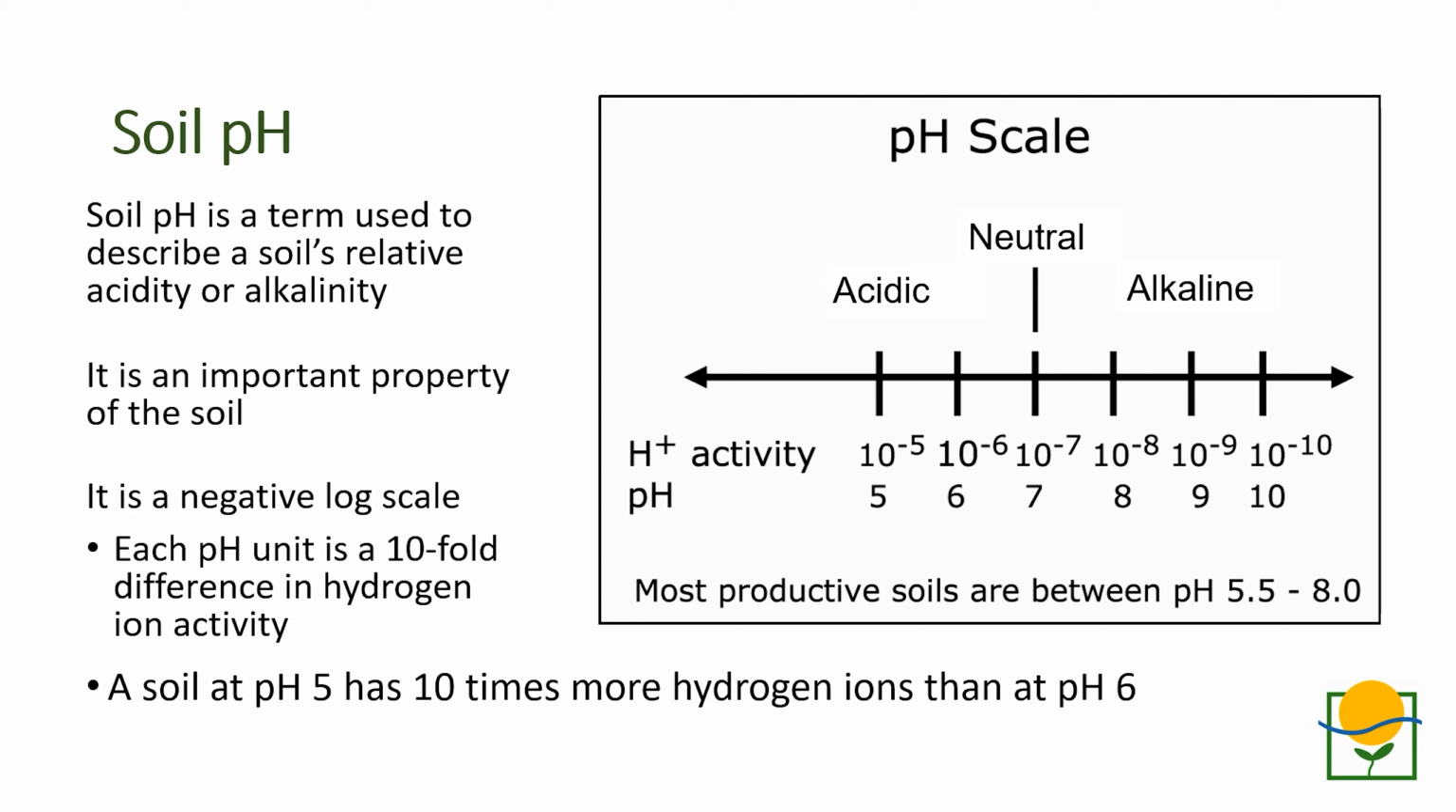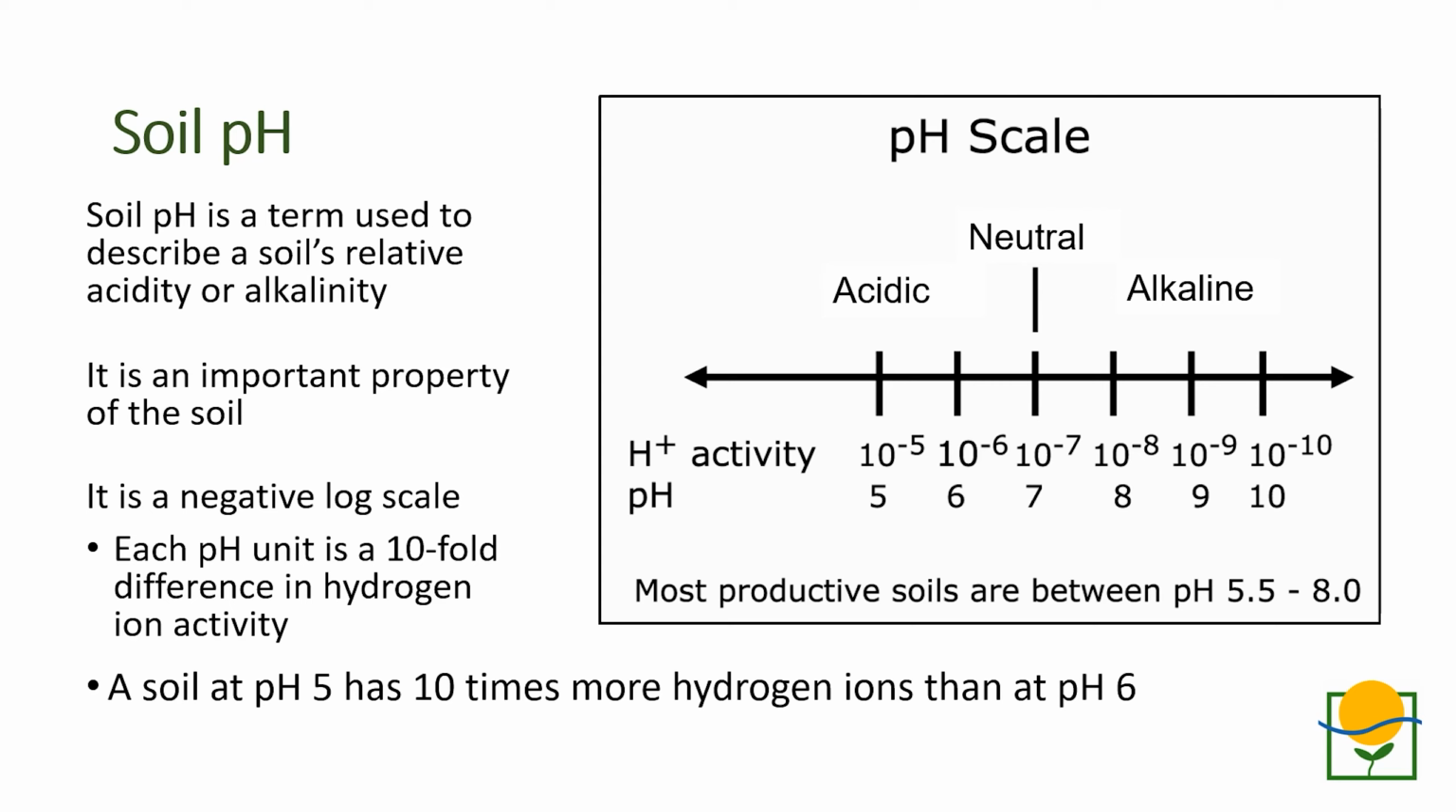And the number we see, 5, 6, 7, etc., is a negative logarithm of the concentration of hydrogen ions in the soil solution. Because of this scale, a 1 unit change in pH means there's a 10-fold difference in hydrogen ion activity. Also, because pH is a negative logarithmic scale, a soil with a pH of 5 has 10 times more hydrogen ions in the soil than a pH of 6.